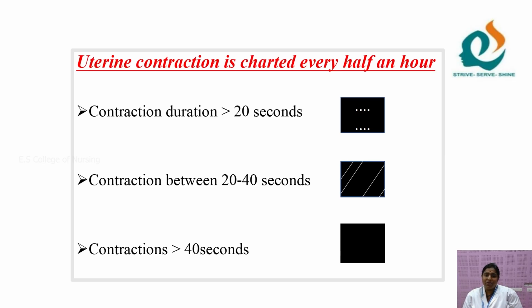If the contraction is between 20 to 40 seconds, you have to mark it as a slash. If the contraction is greater than 40 seconds, you have to shade completely in black, so that it indicates severe contraction. So we can expect a normal vaginal delivery, good progress of labor is there. The seconds are very important: a contraction of 1.5 minutes usually occurs in the transition phase of labor. So uterine contraction monitoring is very important. That plotting is also important to note the progress of labor.